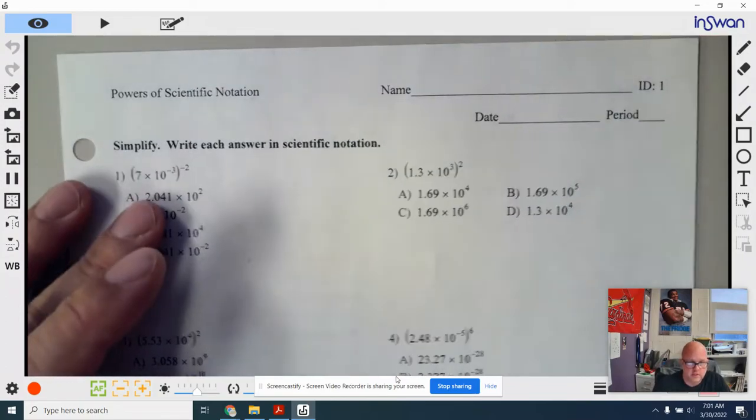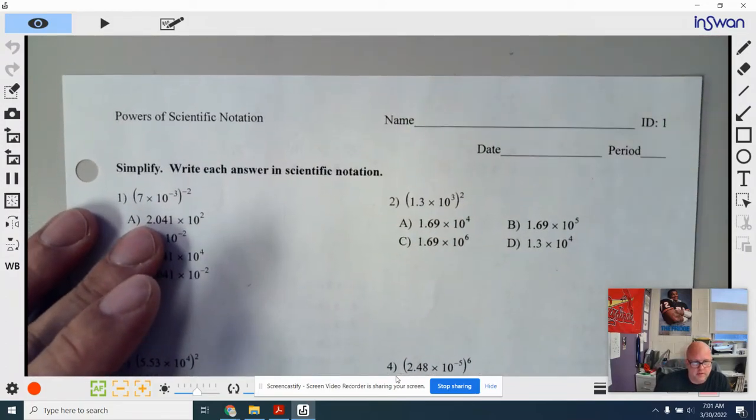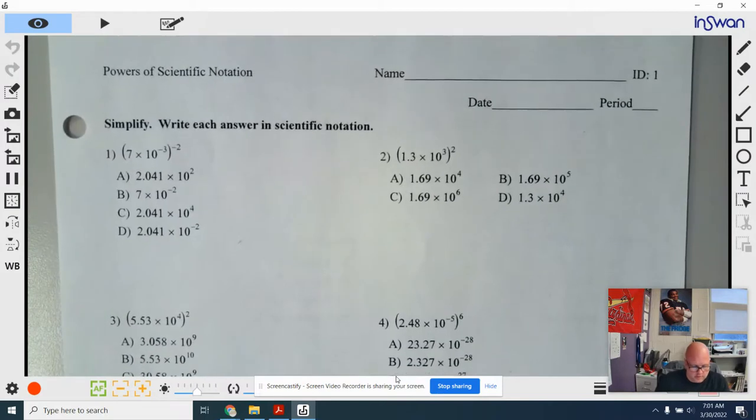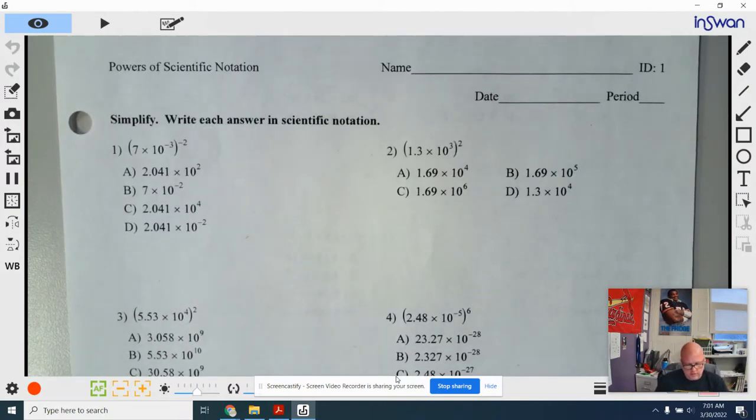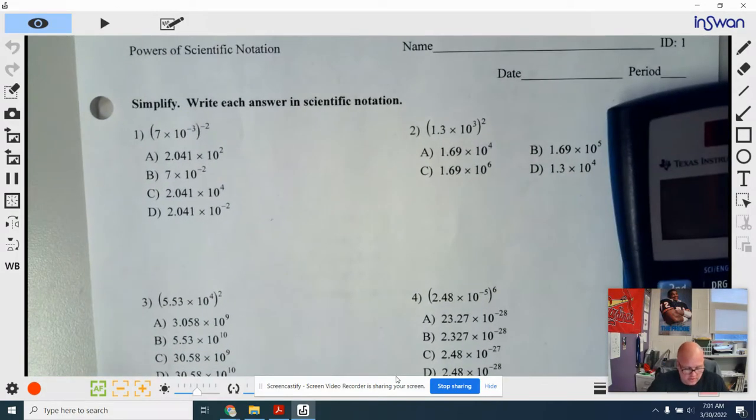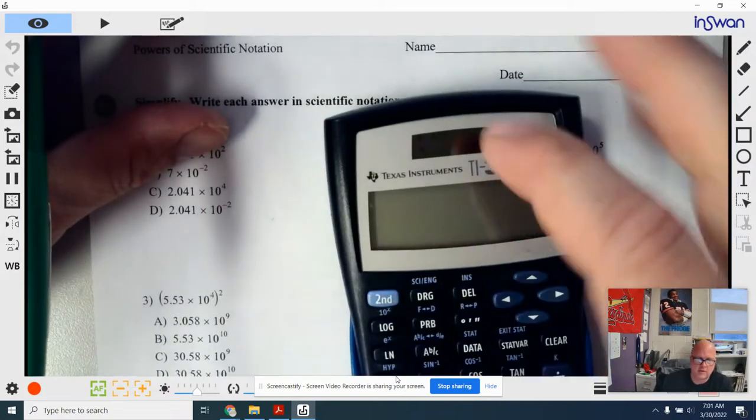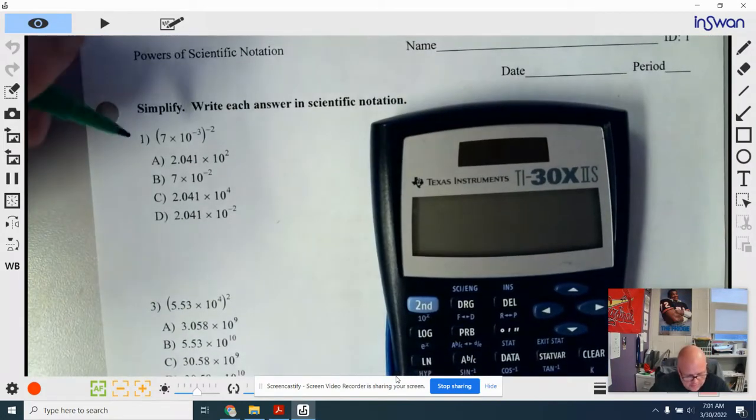All right, for today's lesson, you're going to need this sheet. This is Powers of Scientific Notation. So we've done a lot of work so far with multiplying and dividing numbers. And now we're just going to take our knowledge of powers to a power and apply that to scientific notation.